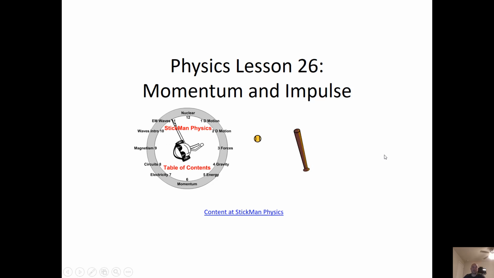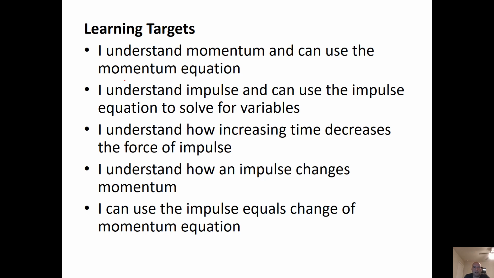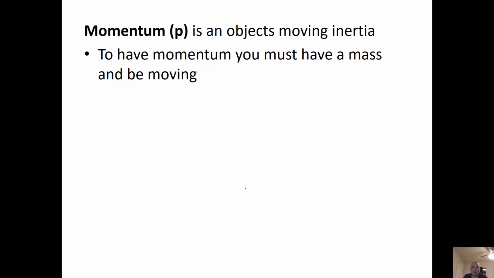This is our 26th physics lesson. We're going to look at momentum and impulse. We're going to look at the momentum equation. We're going to look at the impulse equation. We'll solve for variables in each of those. We'll look at how increasing the time of impulse decreases the force of impulse. We'll understand how impulse changes momentum and look at that equation and solve for different variables with that as well.